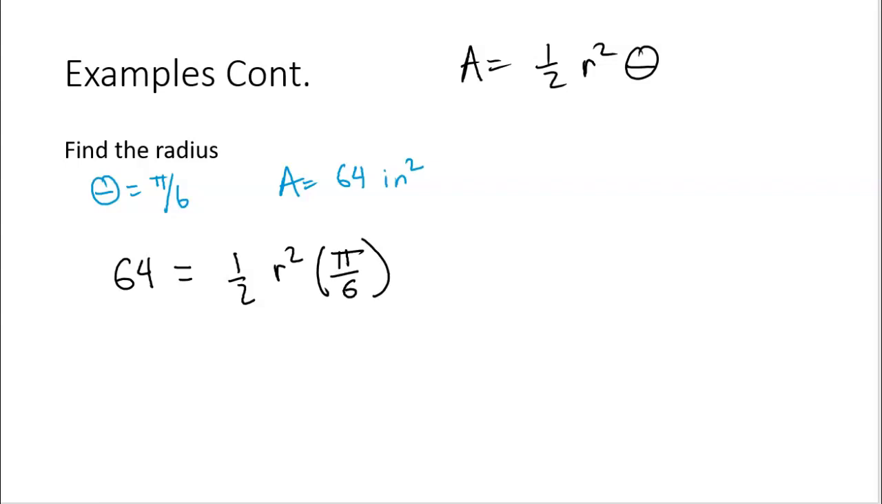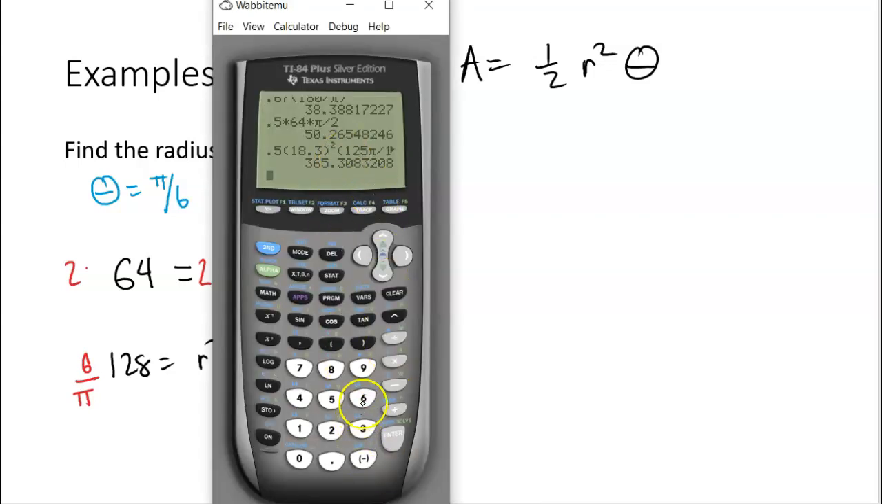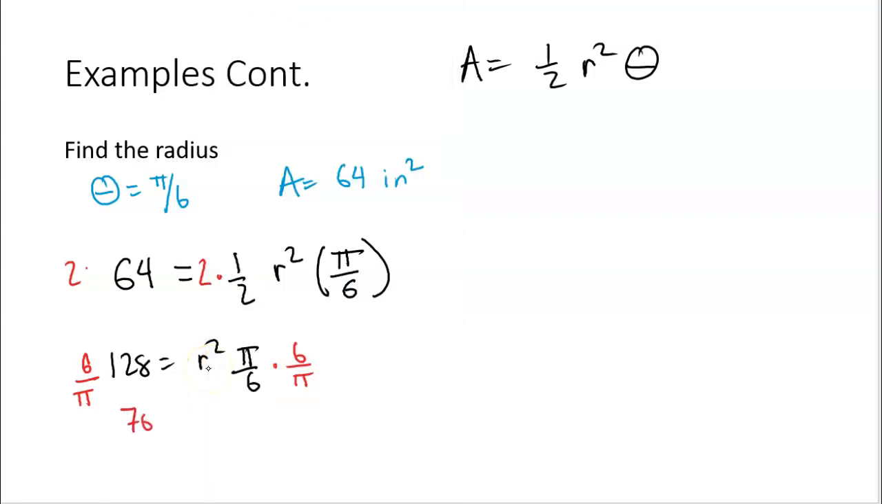I can do this in a couple steps. I'm going to multiply both sides by 2. So I'm going to get 128 is equal to r squared pi over 6. I can multiply both sides by 6 over pi. I don't know what that number is off the top of my head. So 6 times 128 gives you 768. This will be 768 over pi is equal to r squared. We're going to eventually have to use a calculator.